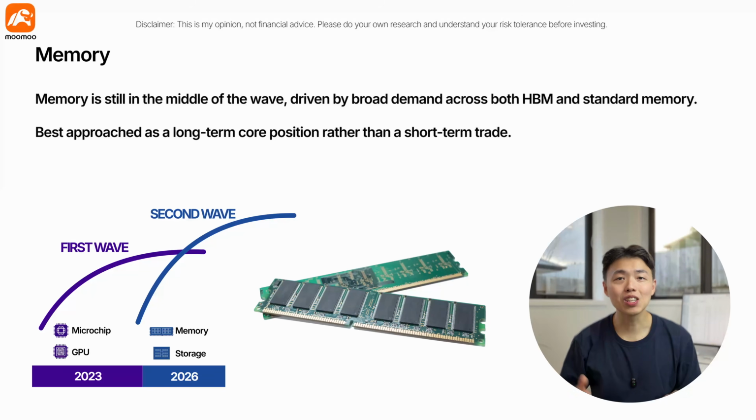I think memory is still in the middle of the wave because it is not just HBM. When regular memory is booming, that is broad demand. I will treat this the same way, a long-term call position, not a quick trade.